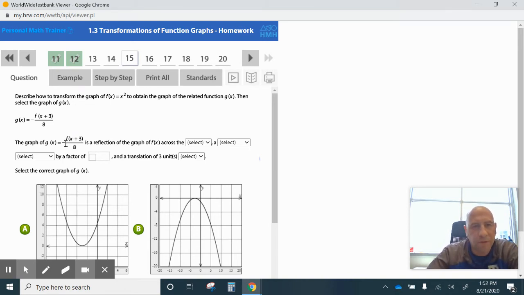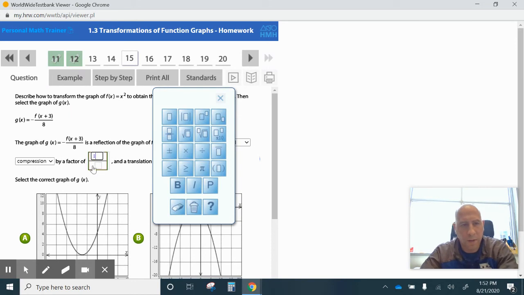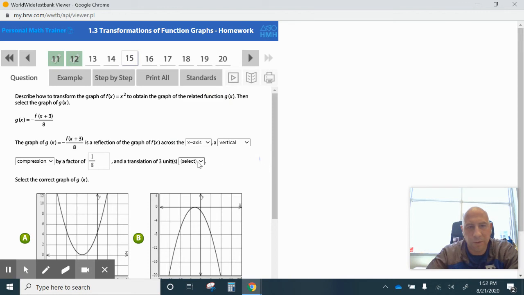Okay, the graph of g of x equals negative f of x plus 3 divided by 8 is a reflection of the graph of f of x across the, the negative in front, so that's the x-axis. And then, see, you have the fraction in front, so that's going to be vertical. And then it's a fraction, so it's compressed by a factor of 1 divided by 8. And a translation of 3 units up. Oh, no. 3 units to the left. It's the opposite of what that says, okay?